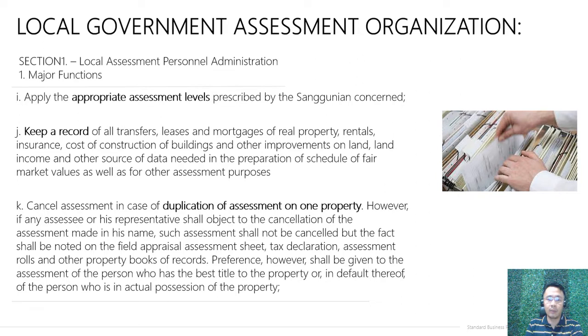The preference, however, shall be given to the assessment of the person who has the best title to the property or, in default thereof, of the person who is in actual possession of the property.